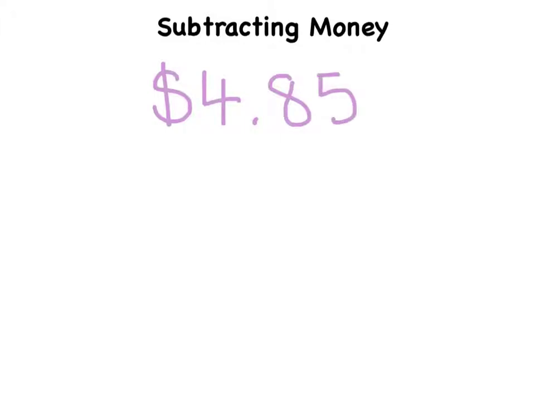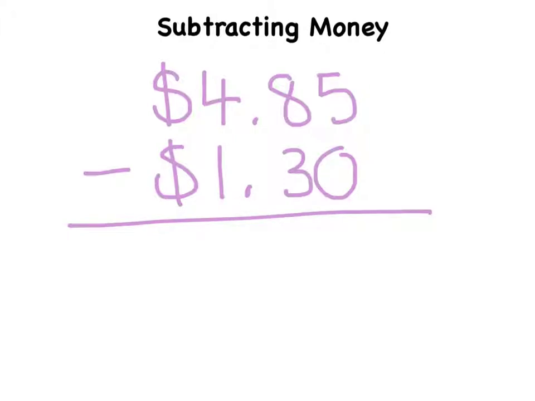$4.85 minus $1.30. Okay, so as you can see, I can use an algorithm for this type of subtraction. So, as with any algorithm, I'm going to start to the very right.